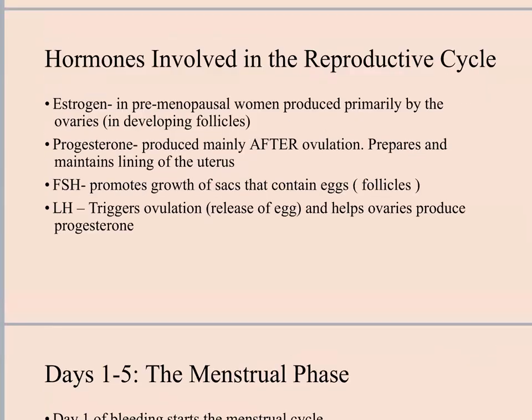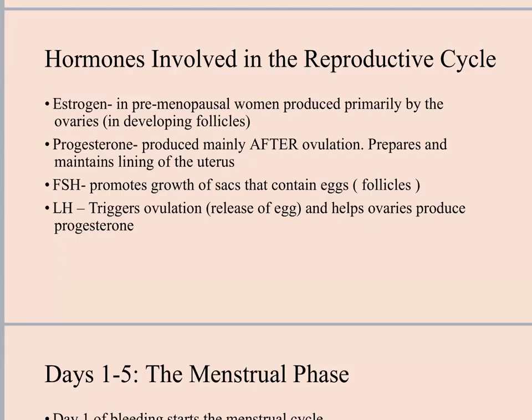The hormones that are involved in the reproductive cycle, to go over them again: estrogen, in the premenopausal woman, is produced primarily by the ovaries in developing follicles. So remember, follicles are those little sacs for the eggs. Estrogen is also made by adipose tissue and by the liver and by the brain, but not anywhere near the amount that it is produced by the ovaries.